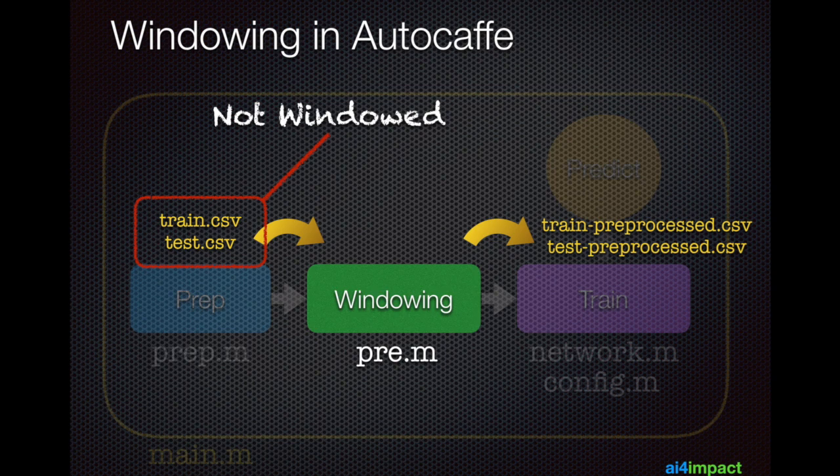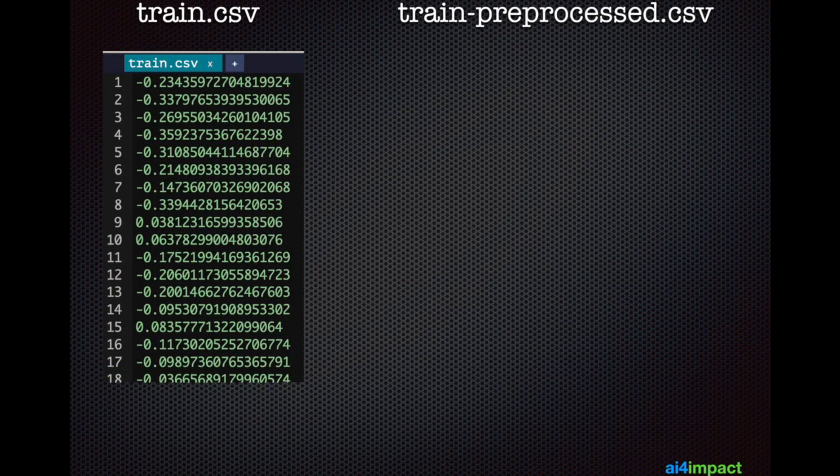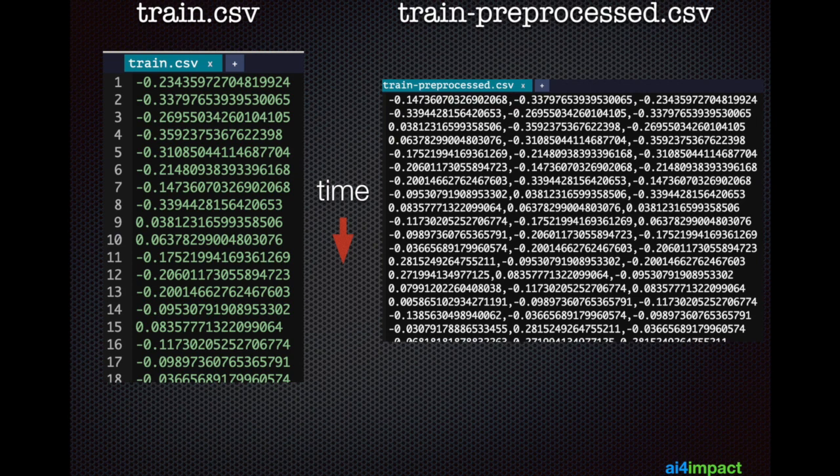The input data is not windowed. It's data where each line represents a single snapshot in time. And once windowed, we would have an input vector with the actuals. So let's say we have a train.csv. Time increases in this file from top to bottom. So the top numbers represent data earlier in time, and the numbers further down the file represent data later on in time. The resulting train preprocessed.csv is just a row of numbers, and each row represents a window. And this transformation is facilitated by the pre.m file.